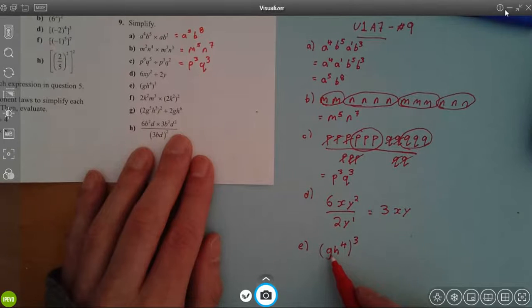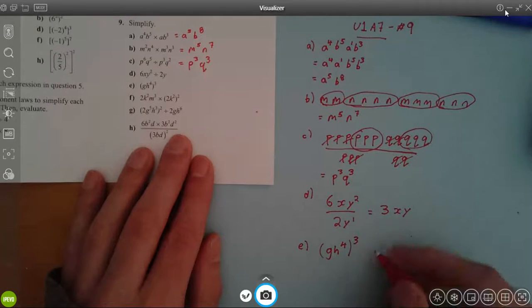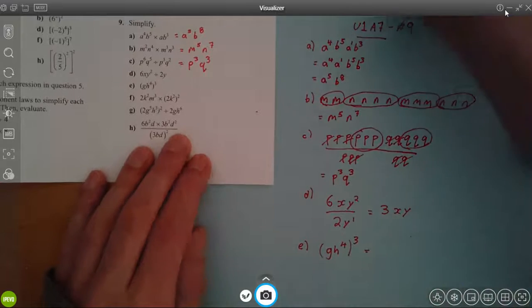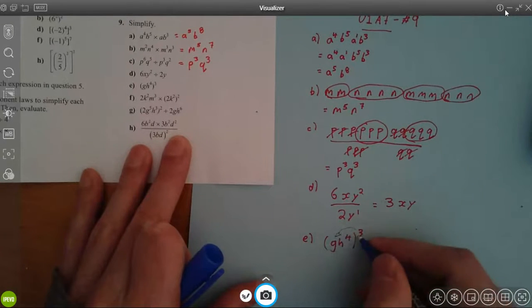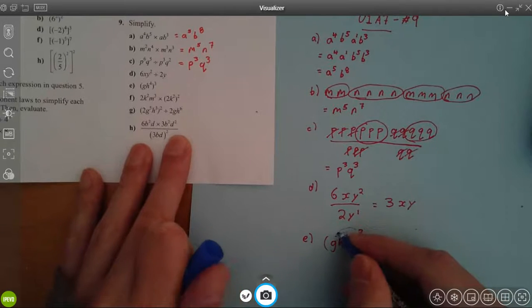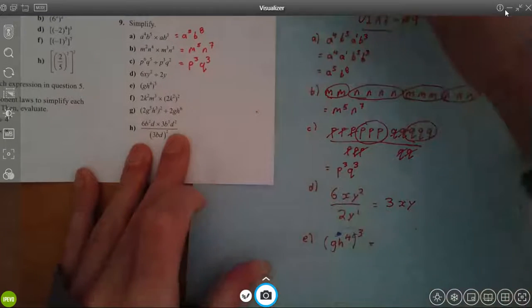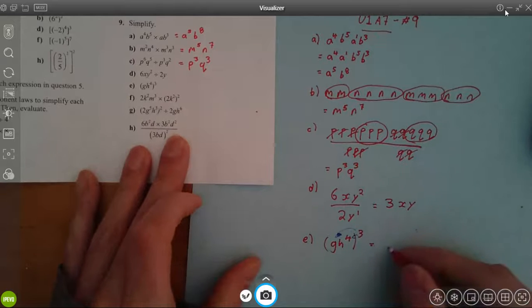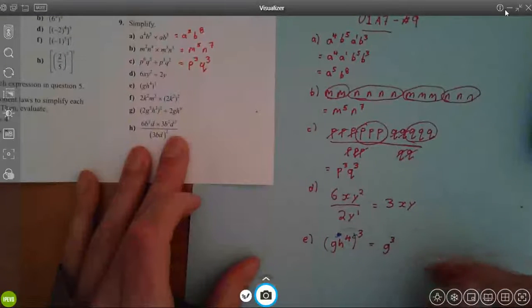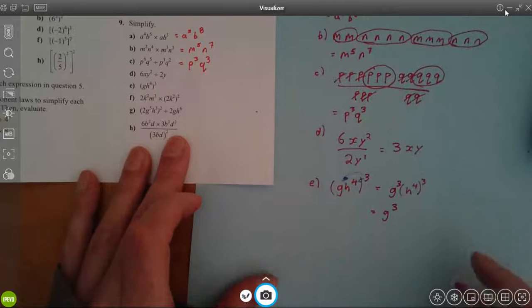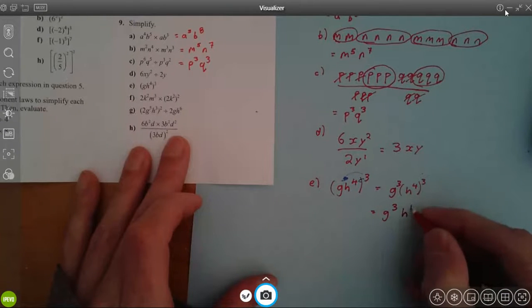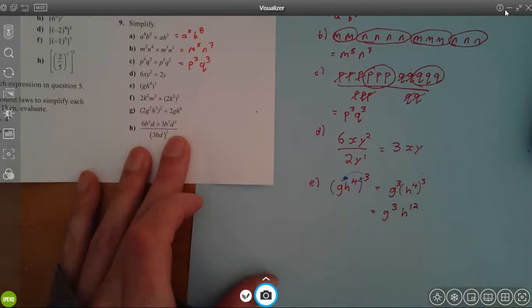Again, what I'm really doing is I'm taking g to the power. So if it helps, you can think about distributing the exponent of 3 to everything inside of the brackets. So what I'm really left with here is g to the power of 3 multiplied by h to the power of 4 cubed. And we know that when we do power to the power, I'm just multiplying my exponents, so I'm left with h to the power of 12.